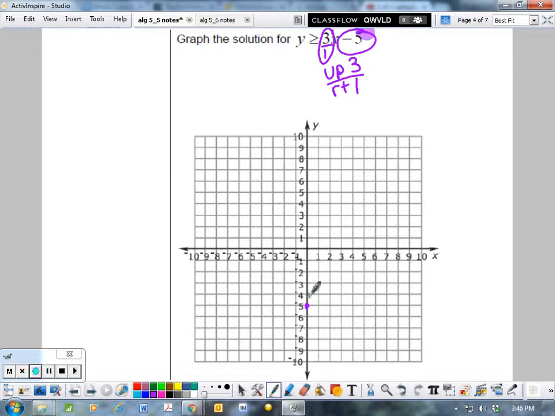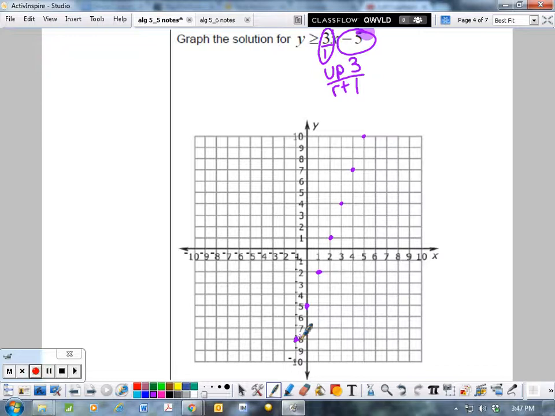So from here I go up 1, 2, 3, over 1; up 1, 2, 3, over 1; up 1, 2, 3, or down 1, 2, 3, left 1. Now I have to figure out what's going on with my line.